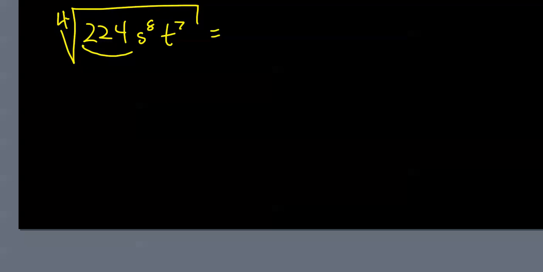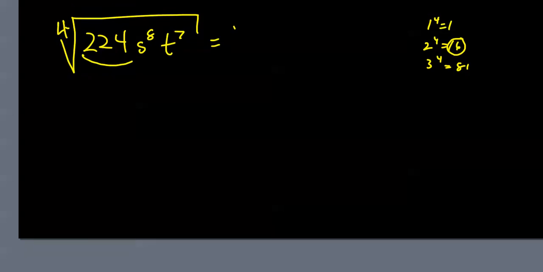Well, fourth powers, let's look. 1 to the 4th is 1. 2 to the 4th is 16. 3 to the 4th is 81. I believe 224 is divisible by 16. Let me check it. 224 divided by 16 is 14. Yes, it is. So I'm going to break up 224 as 16 times 14, right? Now 14 is not a perfect fourth power. 14 is 2 times 7, so it's going to stay inside.